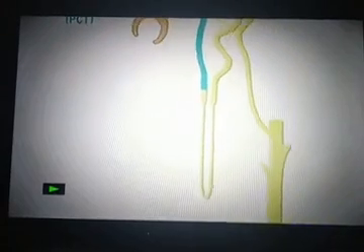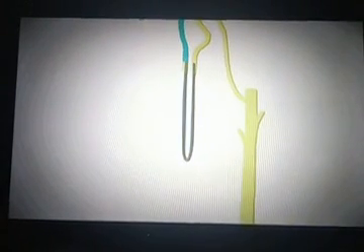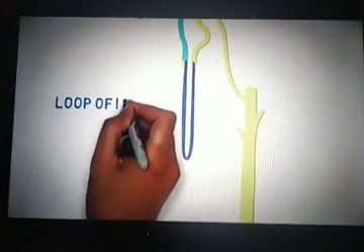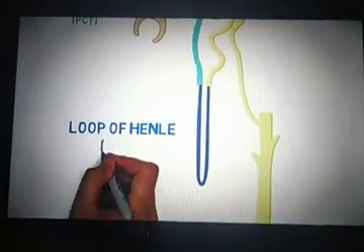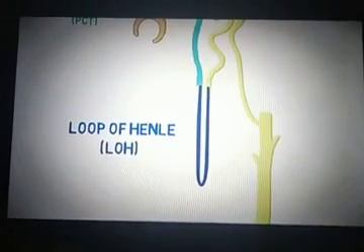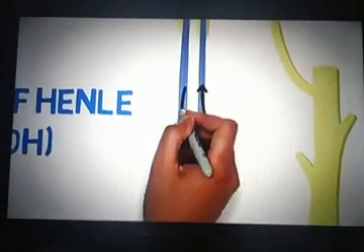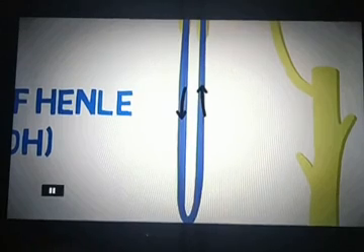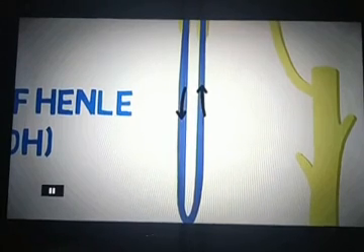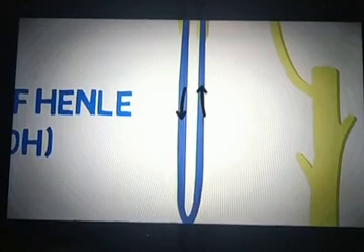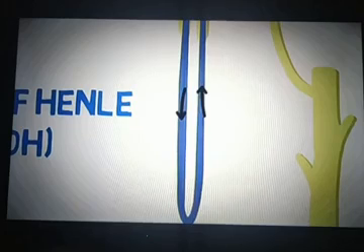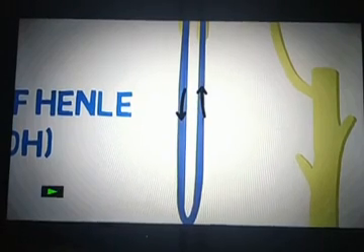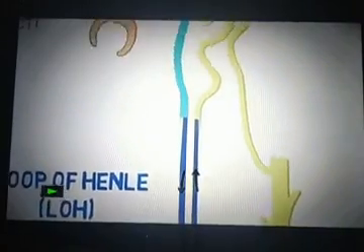Now, after this PCT, you can see the U-shaped structure. Exactly, it is the U-shaped structure, called the loop of Henle, abbreviated as LOH. It has one descending limb, and another one is the ascending limb. The descending limb is where the arrow points downwards, and then the arrow points upwards, that is the ascending limb of the loop of Henle.